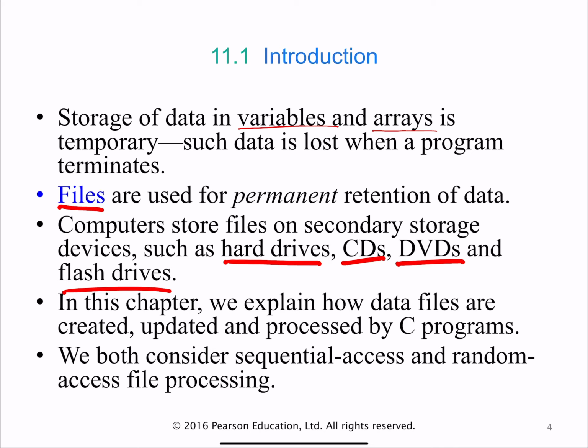So let's look at how files are created first, because you need to create a file before you can write to it, read back from it, or maybe just update an existing file. Now, this chapter covers both sequential access files and random access files. We will cover sequential access files today.